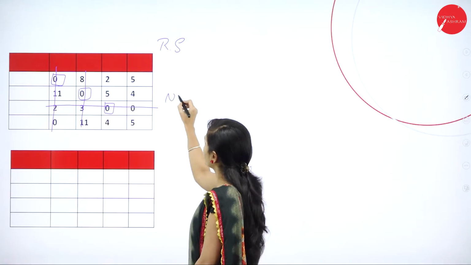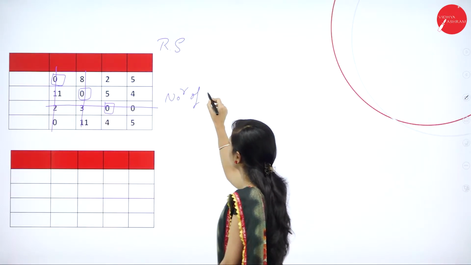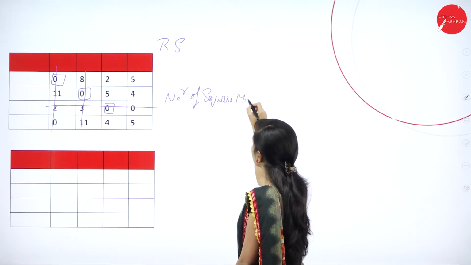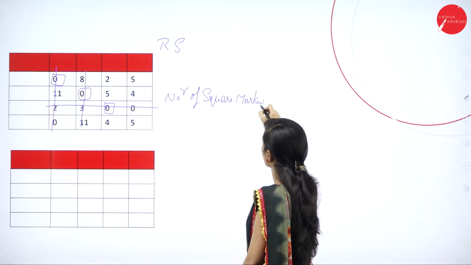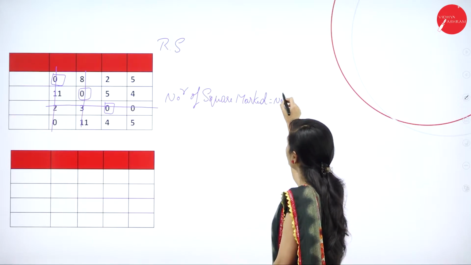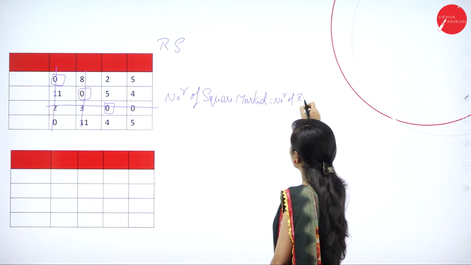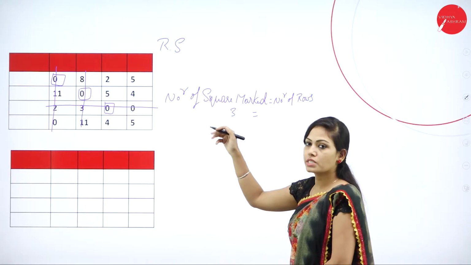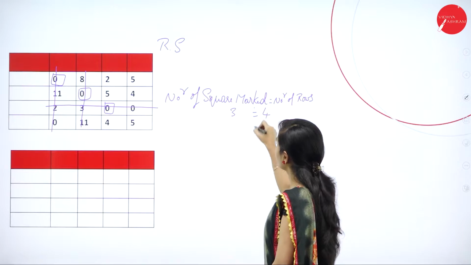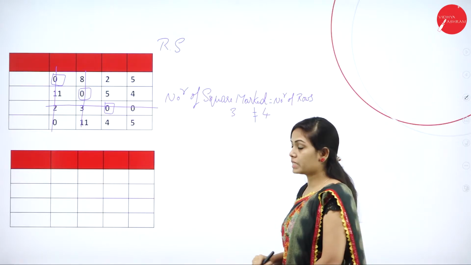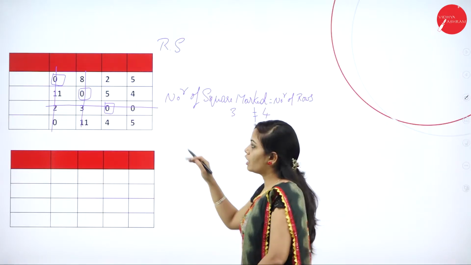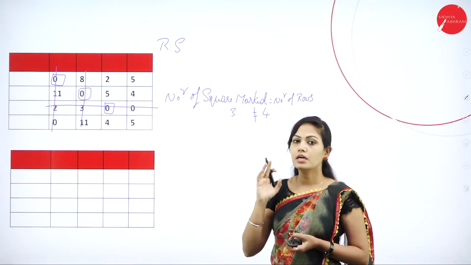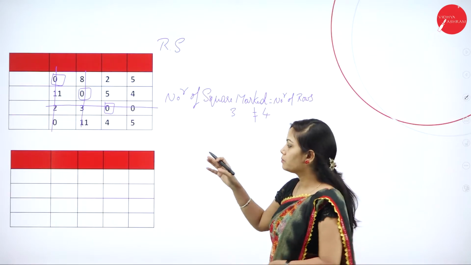So number of squares marked is equal to 3. Number of squares marked is equal to number of rows. So number of squares marked is 3, but the number of rows is 4. So it is not equal, it is not a square matrix. So you can move further. After this row scanning and column scanning, if you do not get the square matrix, you can move further.